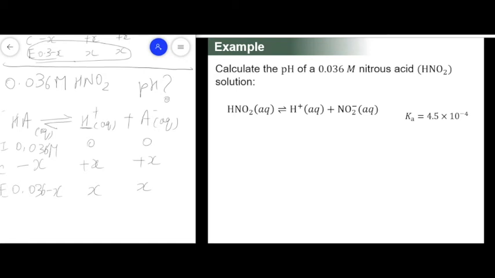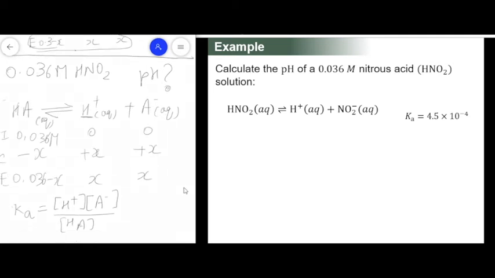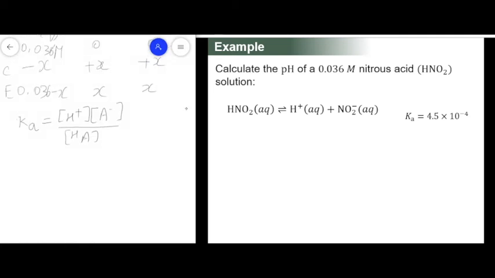Right? So based off of this, I can write down my expression. How do I solve for x? Remember Kc, in this case it's going to be Ka since this is an acid. It will be proton concentration times A minus concentration over HA concentration, since all of them are in aqueous form. So I'm going to plug in all these numbers into this expression where Ka is given to us in the question. It's 4.5 times 10 raised to power minus 4 equals, this is x right here from the ice table. So it becomes x squared divided by 0.036 minus x. Now this is what we have done in equilibrium. So we just solve for x.